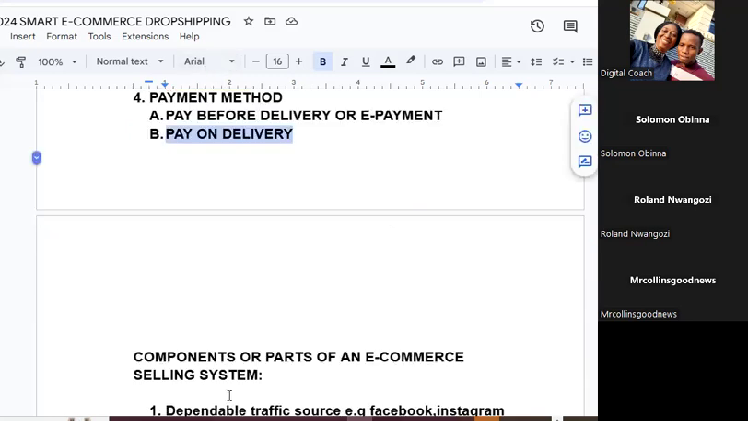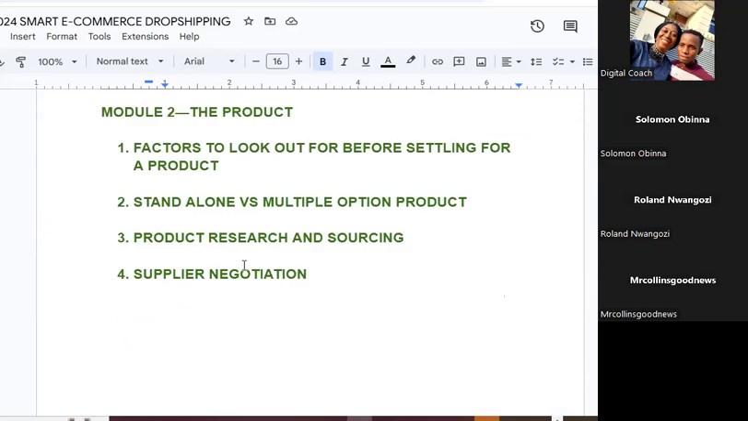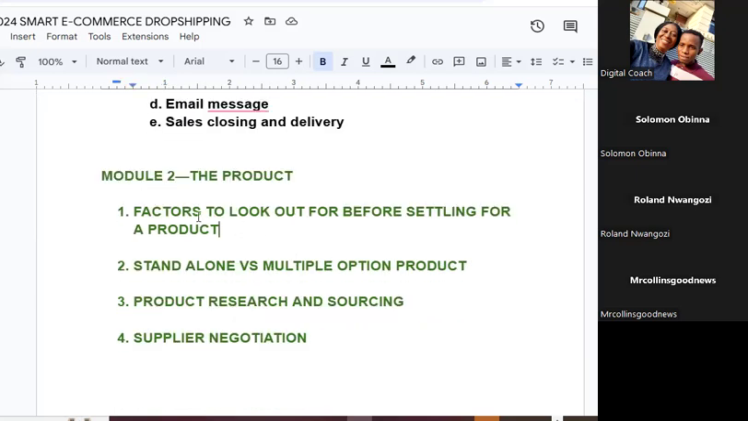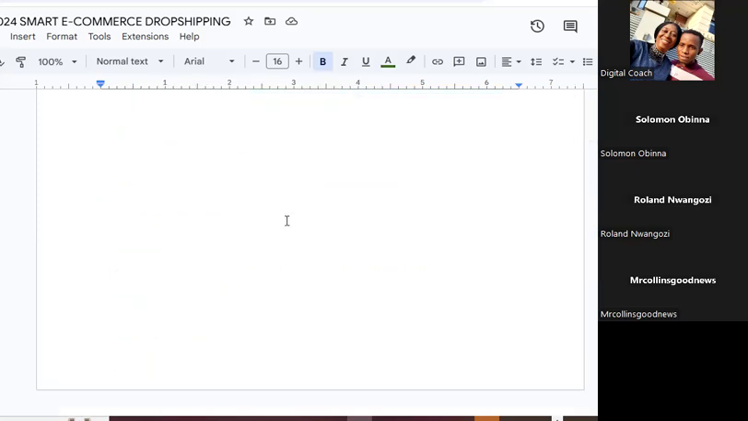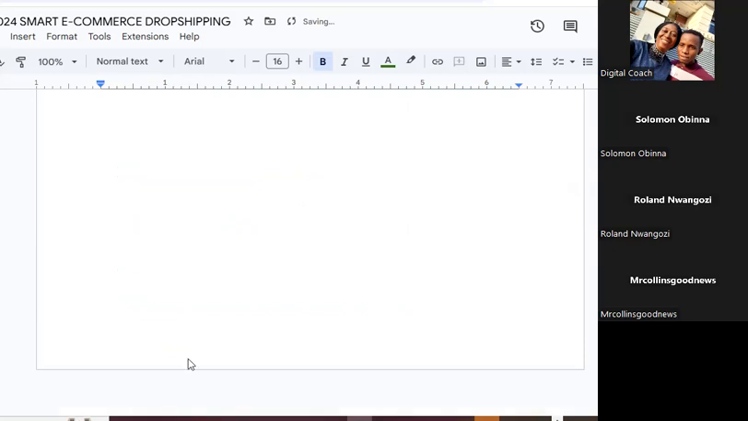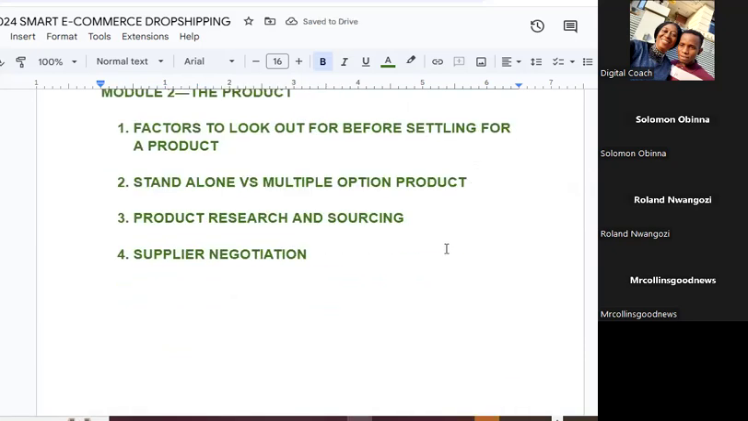So let's go back to module 2 now, where we are looking at the product. I said that we're going to cover factors to look out for before settling for a product. Before you settle for a product, there are things you need to look out for. You don't just settle for a product because you feel like. No, we don't do I feel like. You are going to use proven strategies. Why do you actually want to sell a particular product? You don't just pick a product and start selling. First, you have to look out for some factors before selecting.